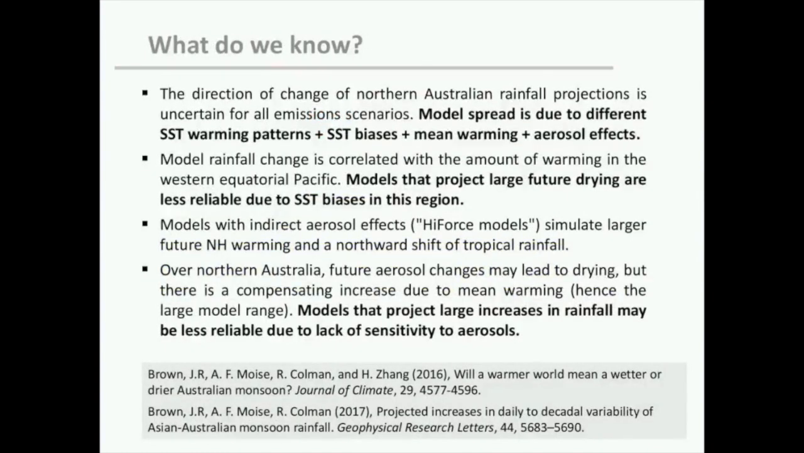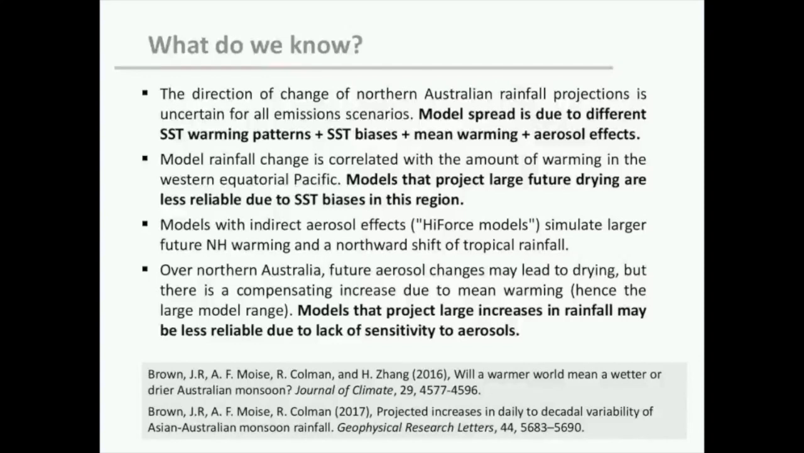So just to summarise, I guess, all these different threads, what do we know? Well, the direction of change of Northern Australian rainfall is unfortunately still quite uncertain, but we know a bit more about why. The model spread is due to differences in the SST warming pattern. It's due to different biases in the mean climatology of the models. It's due to the amount of warming, which varies from model to model, and also to how well or how sensitively the models respond to aerosol effects.